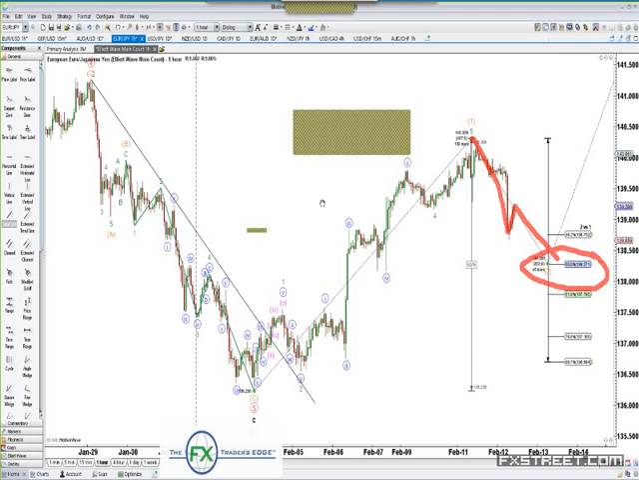Okay, so those are the markets that we covered today. If you have any comments, if you have any questions, please contact us.